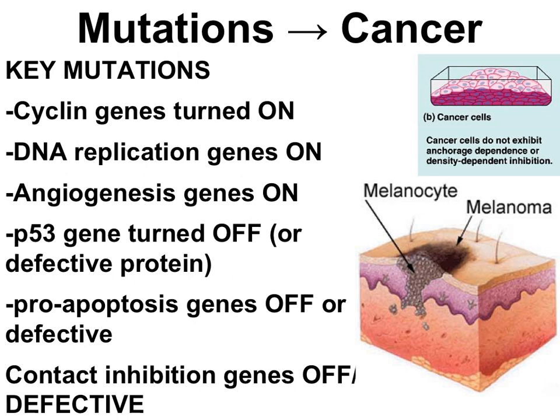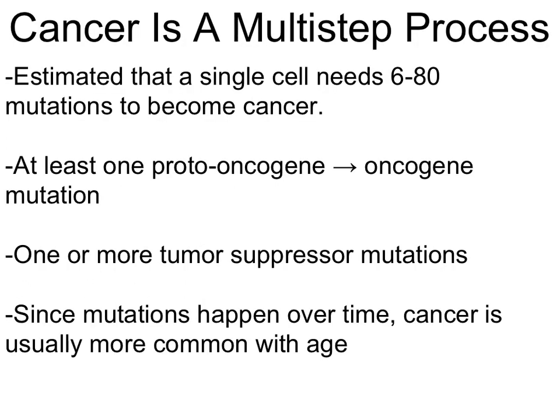Knowing what you know about cell cycle and cell cycle regulation, imagine all the different mutations that can give cells the ability to divide faster. Mutations that cause cyclins to be turned on, DNA replication to be turned on, or angiogenesis to be turned on can all help cells divide faster. Mutations that cause p53, apoptosis genes, or contact inhibition genes to be turned off can eliminate shutdown procedures that would stop cancer. But it takes accumulation of mutations in those genes and other genes to cause the cancer.